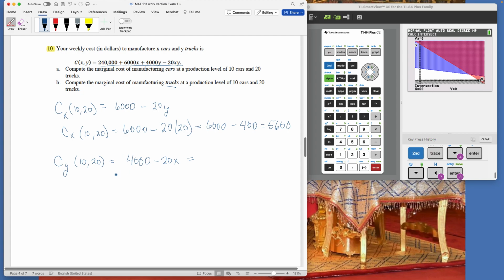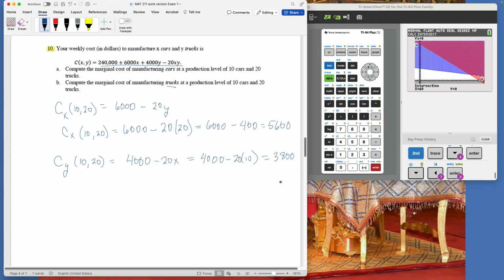That's interesting. So producing 10 cars and 20 trucks, the cost to produce a 21st truck, our marginal cost, is dependent upon this 10 going in for the x. So I'll just do it this way. I got it here. Maybe I should have done it up there. Minus 20 times 10, not 20. That's going to give us minus 200. 4,000 minus 200 is 3,800.